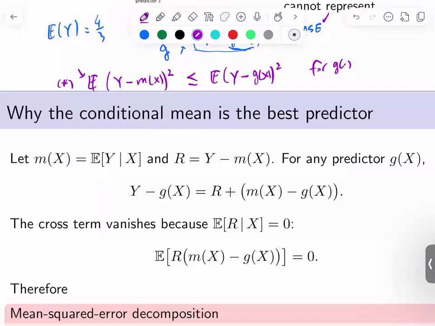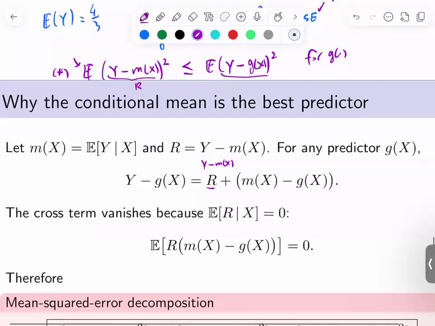So look at the residual. I'm going to write this side, y minus g of x, as r, which is going to be y minus m of x plus m of x minus g of x. So I can write the residual of that prediction as the residual of prediction based on m of x, plus m of x minus g of x. We are adding and subtracting m of x, and you can see you get y minus g of x.